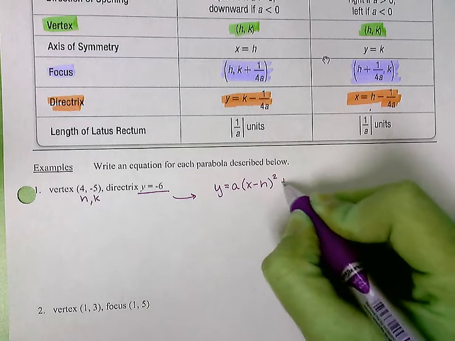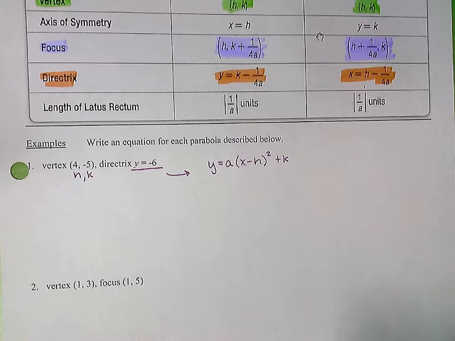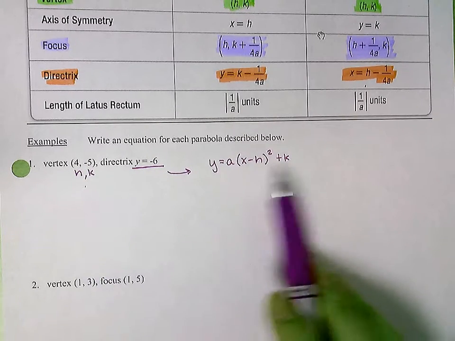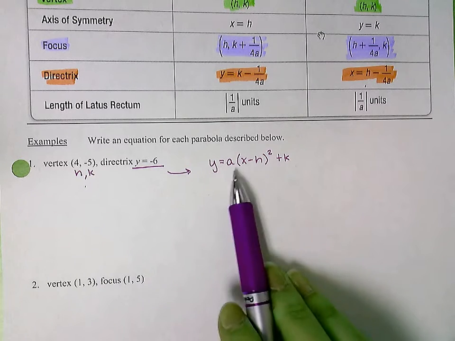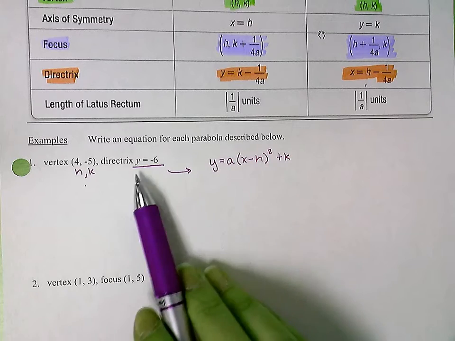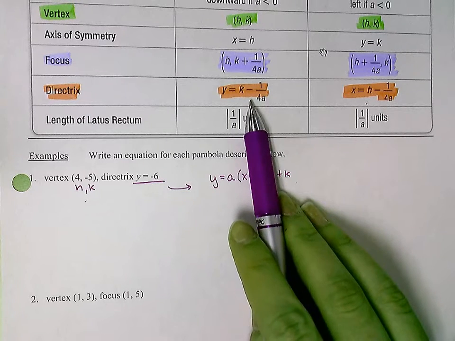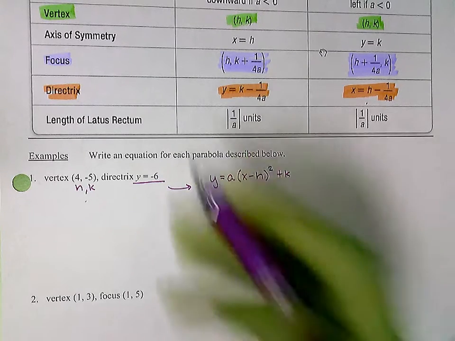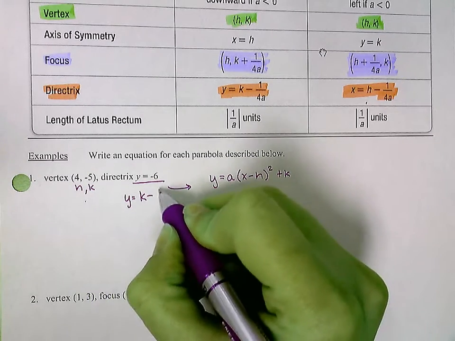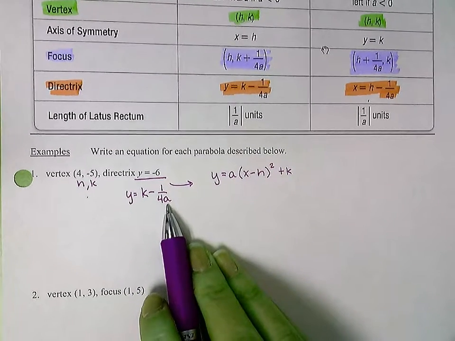All right, so that means I'm using y is equal to a times the quantity x minus h squared plus k. So at the moment, I already have h and k. The only piece I'm missing from this formula is a. Well, if I look at my directrix, I can use this formula. My formula for directrix is y equals k minus 1 over 4a. So I can get a from this.